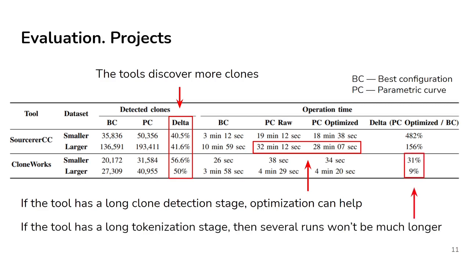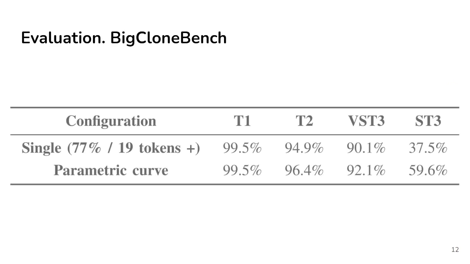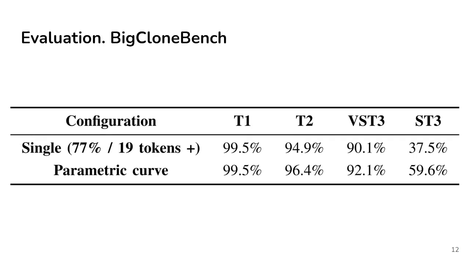CloneWorks has a relatively short clone detection stage, and therefore running the tool 8 times is not significantly longer than running it 1 time, because in both cases, the tokenization stage needs to be conducted only once. In general, it can be expected that for even larger datasets, our approach will be even more efficient. As for the BigCloneBench results, it can be seen that implementing the parametric curve significantly increases the recall of strongly type 3 clones, while also increasing the recall of type 2 and very strongly type 3 clones a bit.